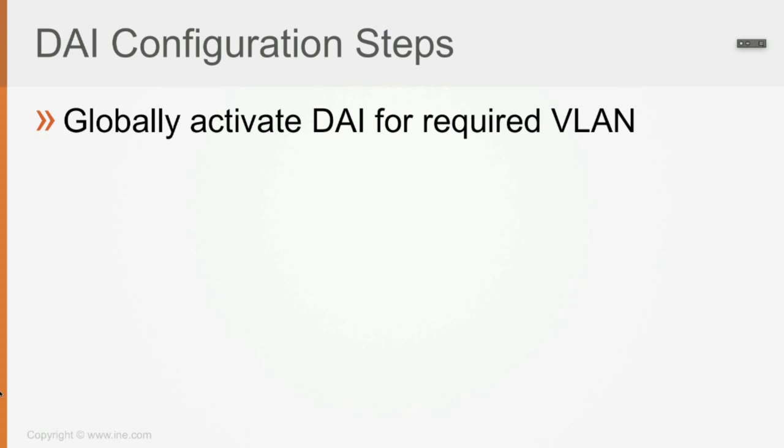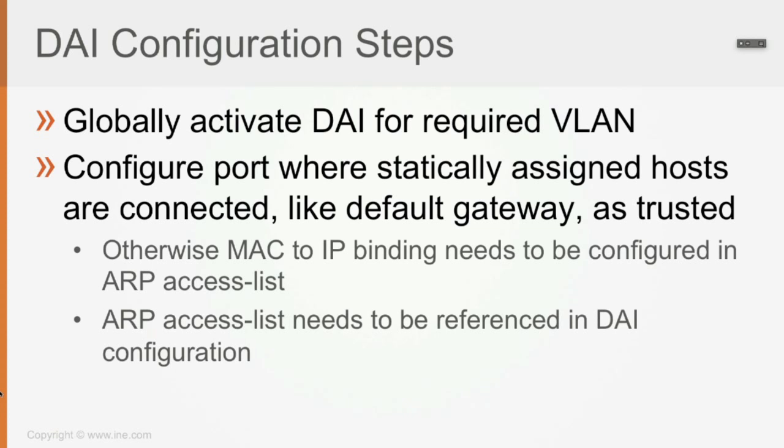So you're going ahead and this time you just globally enable dynamic ARP inspection for the required VLAN. And then, of course, you're going to have at least one IP address which is statically assigned in the VLAN, which is going to be your default gateway. So on the switch ports where you have the default gateway connected, or any other hosts in the subnet that have static IP addresses, you have to go in there and configure the port as dynamic ARP inspection trusted, like it was the case with DHCP snooping.